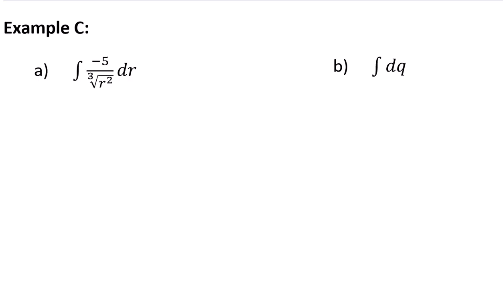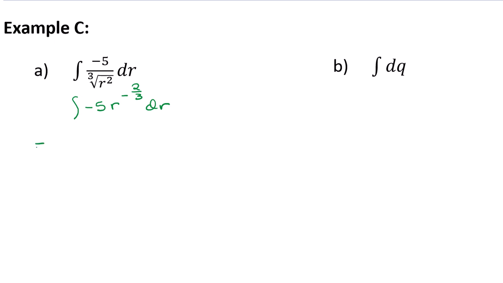So in example C part A, we are looking for the indefinite integral, also the antiderivative of that function. But we'll need to rewrite it to make it a little bit easier because we've got that ugly cubed root in the denominator. So notice I'm going to write that integral again to show that I am not taking that integral or the antiderivative yet. I'm merely rewriting it. So we're going to write the -5, which is the numerator, times r to the -2/3 dr. So I've only rewritten it. I've not started to take the antiderivative.